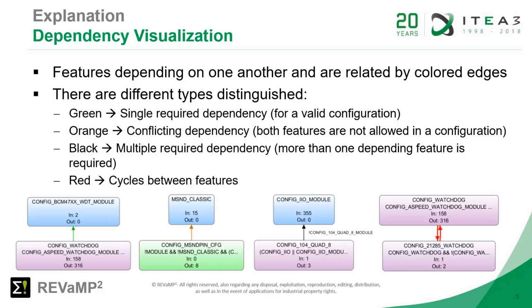We also use color coding for feature dependencies. Green shows a single required dependency, pointing out that the selection of both connected features is a valid configuration. In contrast, orange points out a conflicting dependency. Both features are not allowed in the configuration. Black shows multiple required dependencies, and red cycles between features.